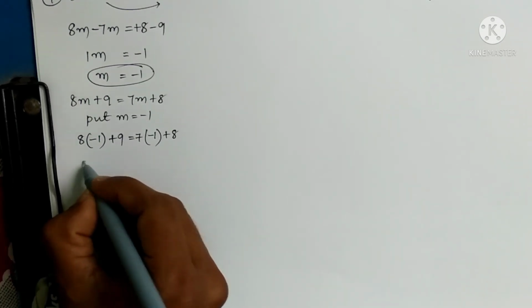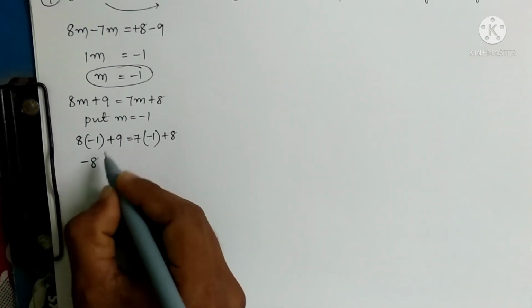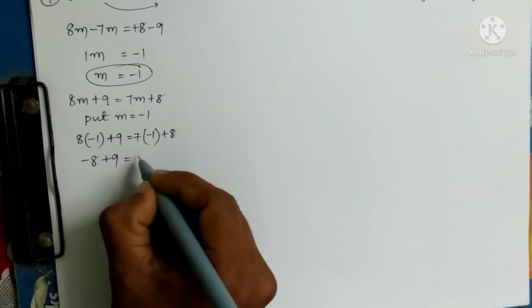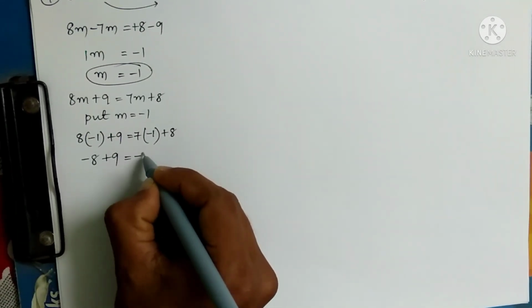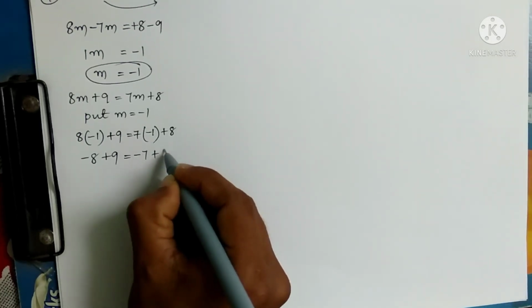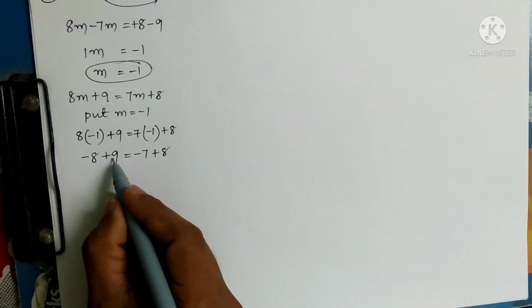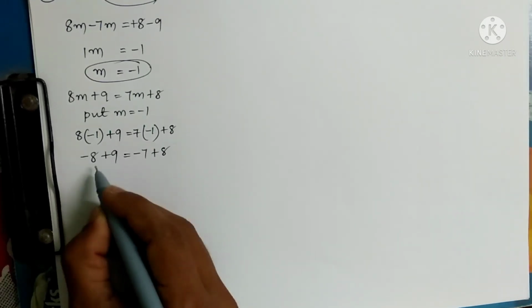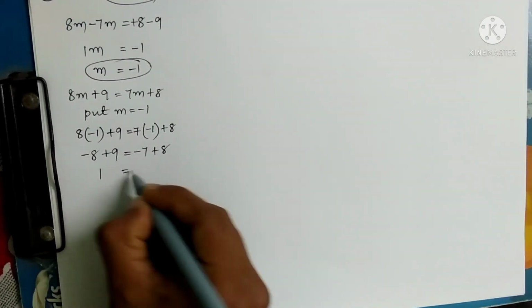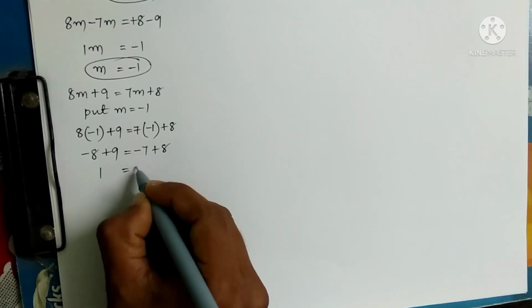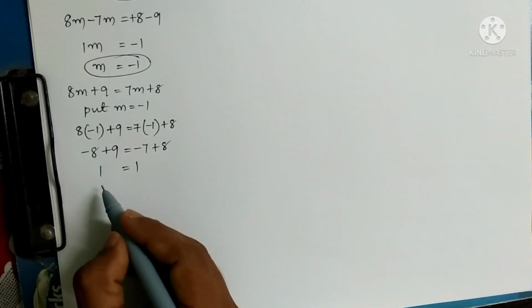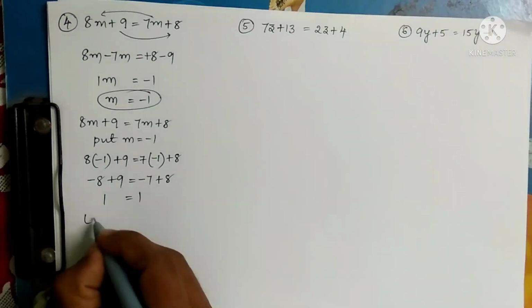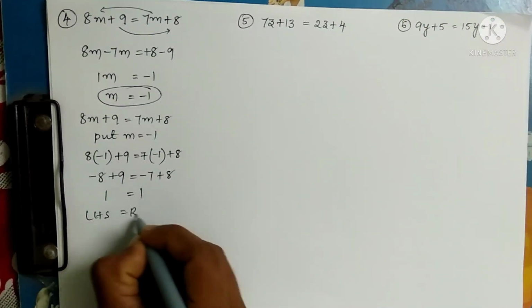8 into minus 1 is minus 8 plus 9, as it is, which is equal to 7 into minus 1 is minus 7 plus 8. 9 minus 8 is 1, which is equal to 8 minus 7, which is 1. So you can see LHS and RHS are equal. That means LHS is equal to RHS.